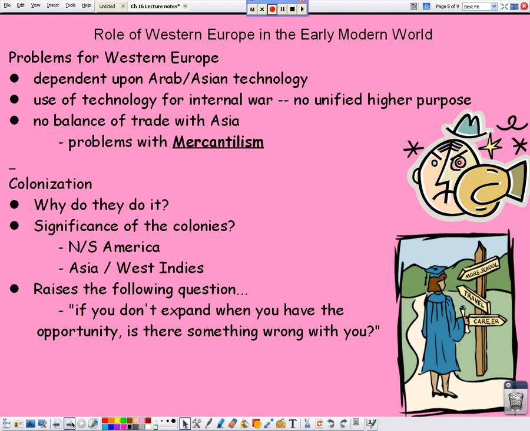It sounds like a good system, except there's a couple problems. Do people have to follow that system? They don't have to, but that was the commonly practiced economic theory at the time. That was just kind of the smart business sense of most European nations. Stephen?